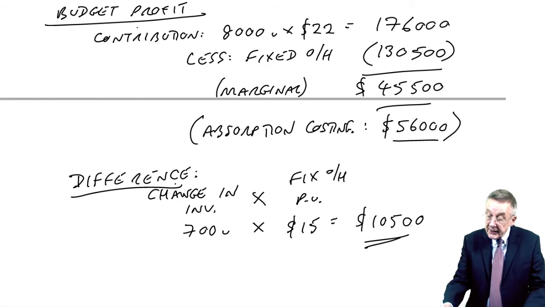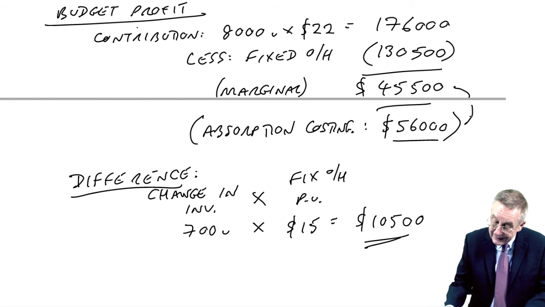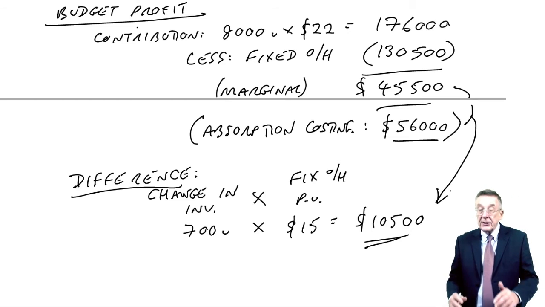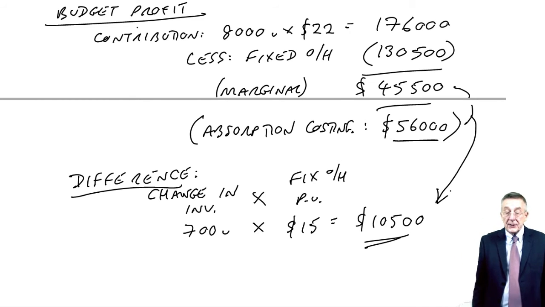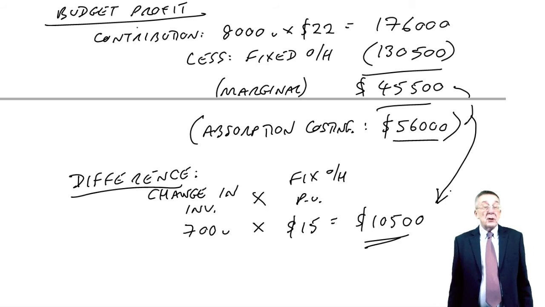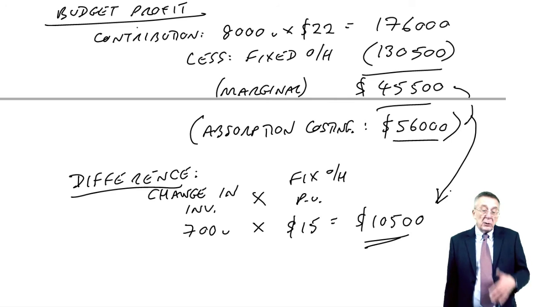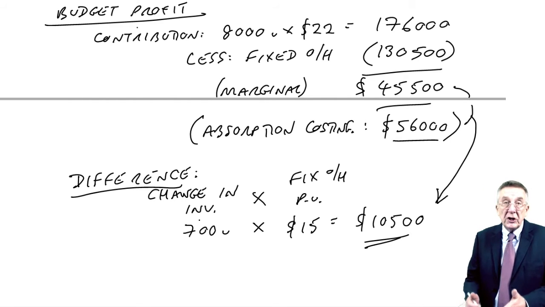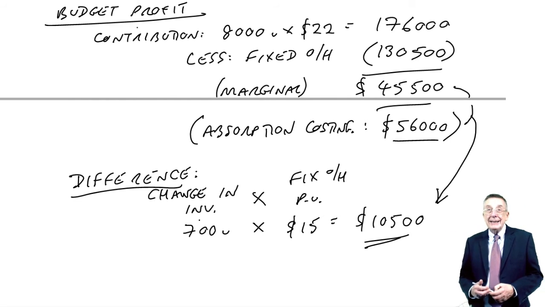And is that the difference? Yes, it is. That's the difference between marginal and absorption profits. It's the only reason ever, but they will be different. Absorption and marginal do give different profits. The only time they don't is if there's no change in inventory. Then they'll give the same profit, but otherwise they are different.